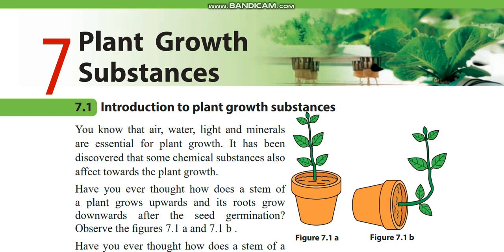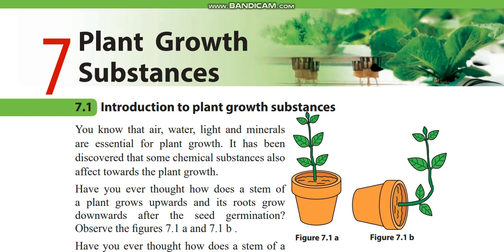So let's start with the 7th lesson, plant growth substances. Introduction to plant growth substances. So I am reading the first para. You know that air, water, light and minerals are essential for plant growth. It has been discovered that some chemical substances also affect the plant growth.